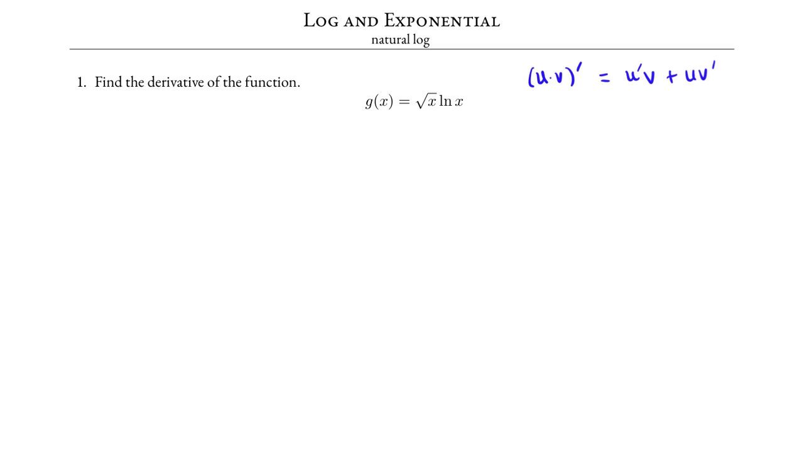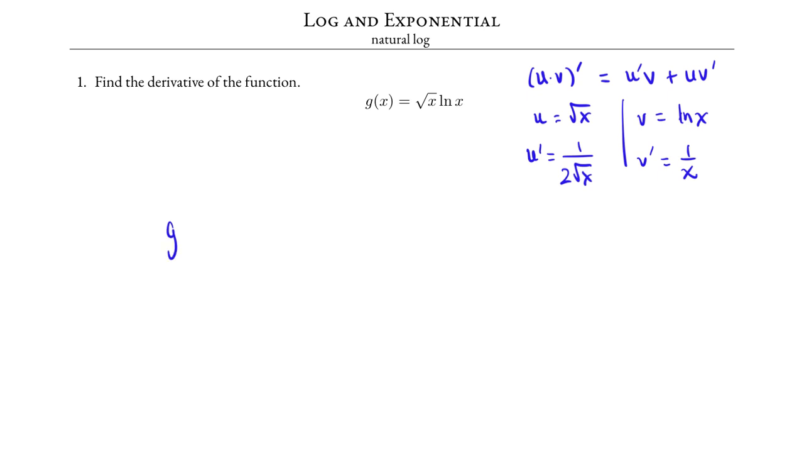So we break it down to two factors, where u is the square root of x and v is therefore ln of x. U times v has to be the entire given function for us to use the product rule. U prime, the derivative of the square root of x, is 1 over 2 root x. V prime, the derivative of ln of x, is 1 over x.